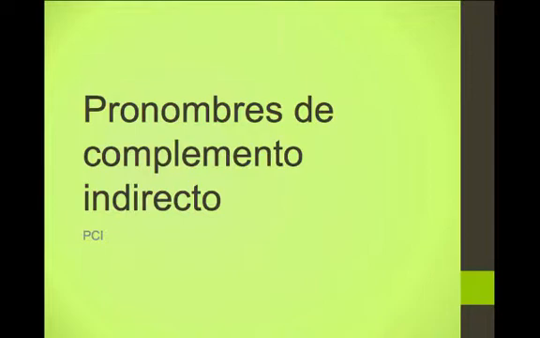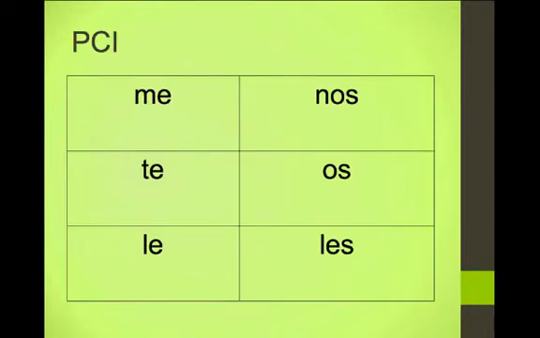So we have just learned about pronombres, or reviewed pronombres de complemento directo. And now this is indirecto. So here they are. They might look familiar to you. The only difference from the complemento directo is that instead of lo, la, los, las, we have le and les. So what is the pronombre de complemento indirecto, or indirect object pronouns?